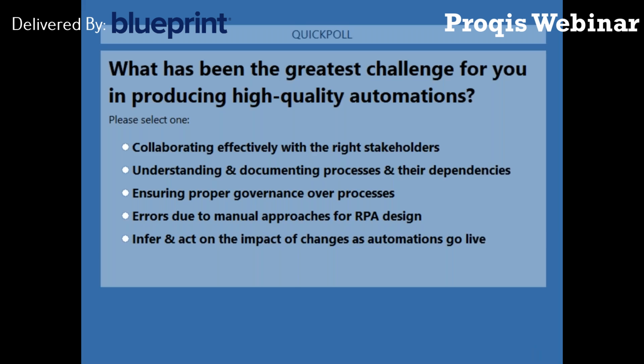So what has been the greatest challenge for you in producing high quality automations? Whether it's collaborating with stakeholders, sufficiently understanding and documenting the process, ensuring you actually have governance over the process, whether it's errors due to the real manual approaches for RPA design, or lastly, it's just understanding and responding to the impact of change after automations go live. How do you maintain them? How do you manage them? Give everyone a moment here to weigh in.